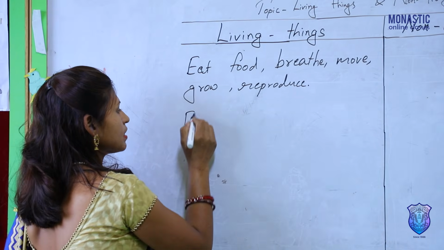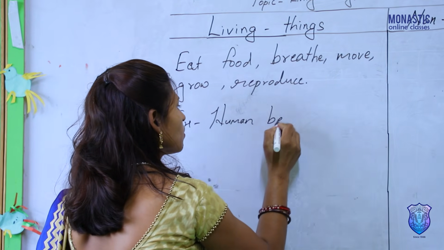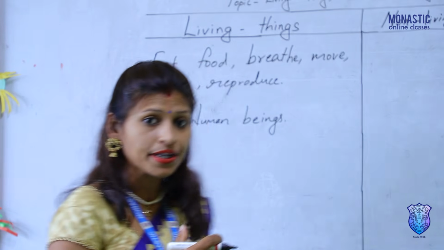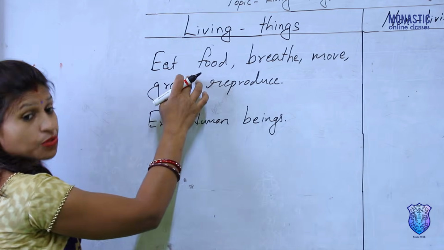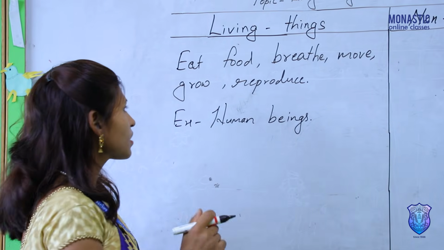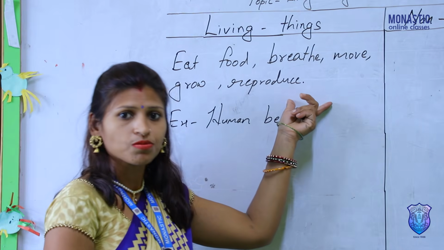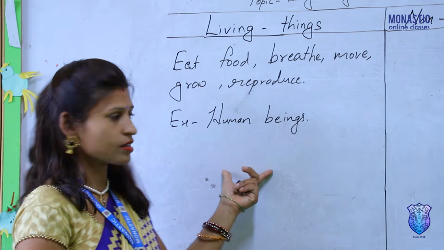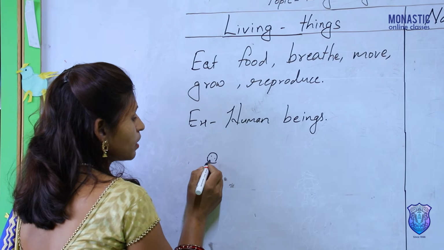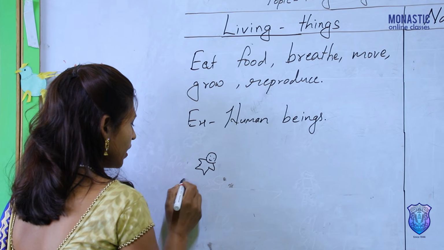So I will show you one example. For example, human beings. Human beings means you and me, like us, because we eat food, we breathe also, we move of ourselves, and we grow also. Then reproduction is also a system which is going on in human beings. Just for example, look here, I will show you. Have you seen a baby, a small baby? Yeah, an infant.